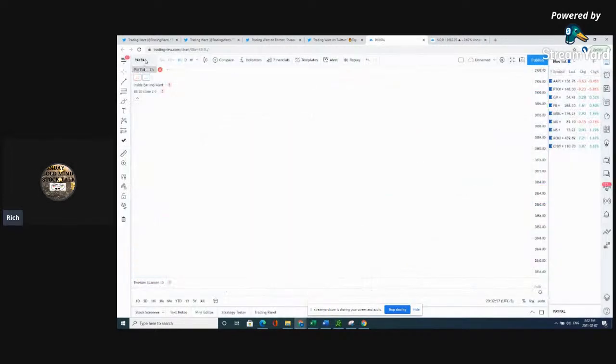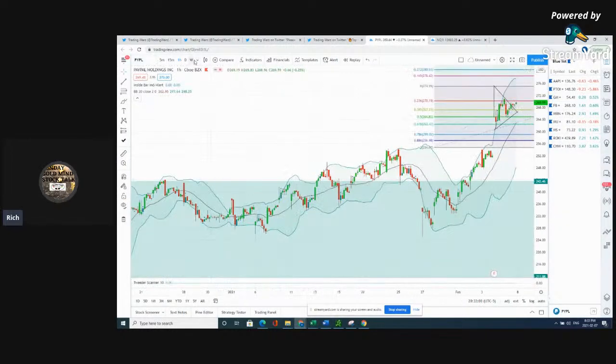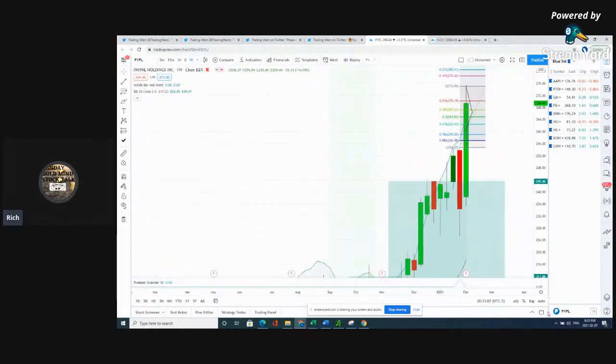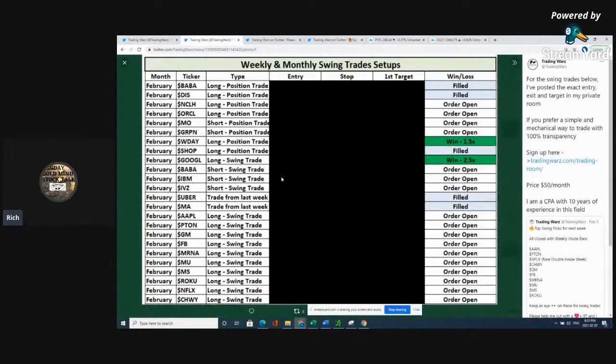You guys know that these weekly swing bar plays are actually in my swing room, but I'll show you guys a few examples of how I play it. I'm gonna use PayPal as an example, but let's just quickly, since we're on the topic, go here. These 10 trades here, starting from Apple down to Chewy, are the 10 new swing trades for next week that I've already posted exact entries, stops and targets for people in my swing room.